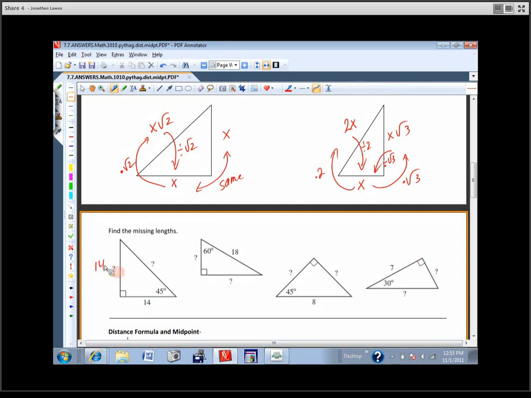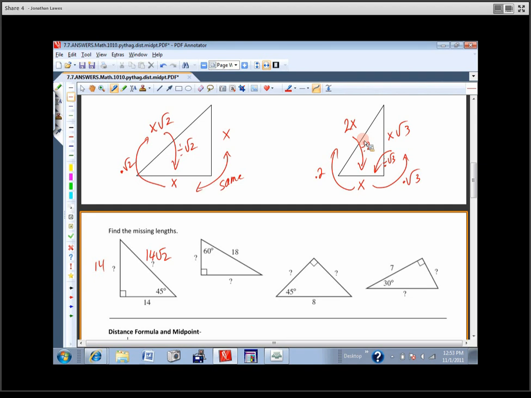So this is a 45, 45, 90. If you know one of the legs, you also know the other leg. How do you go from a leg to a hypotenuse on a 45, 45, 90? Times by radical 2. So this is 14 radical 2. Now let me just say this. If they struggle with something on this, it's usually they can't remember, wait, does the radical 3 go here or the radical 3 go here?